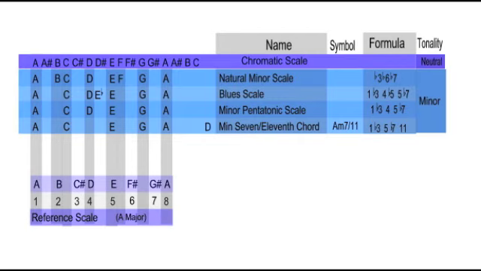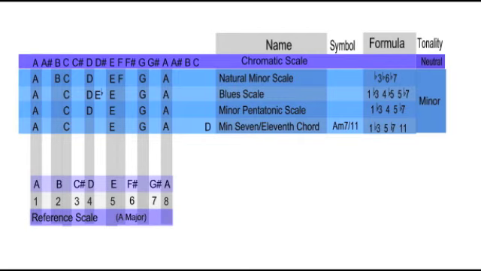But notice that in order to determine the formula for this scale, we relate it to its parallel major scale, in this case A major, here shown at the bottom of the diagram. Notice also that the scale is defined simply by the 3 degrees that differ from this reference scale: the flatted third, the flatted sixth and flatted seventh.